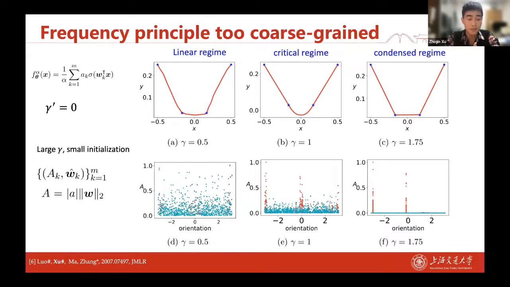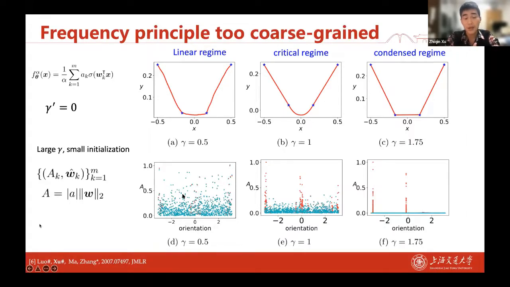If we only do experiments with one-dimensional input, then this W actually is a two-dimensional vector. Sorry, it's a two-dimensional vector: the input weight and also the bias term. So we can use an orientation angle to represent the direction of this input weight. The x-axis is the orientation and the y-axis is the amplitude. In the linear regime, or the NTK regime, the green one is the initialization parameter distribution, and the red one are the parameters after training.